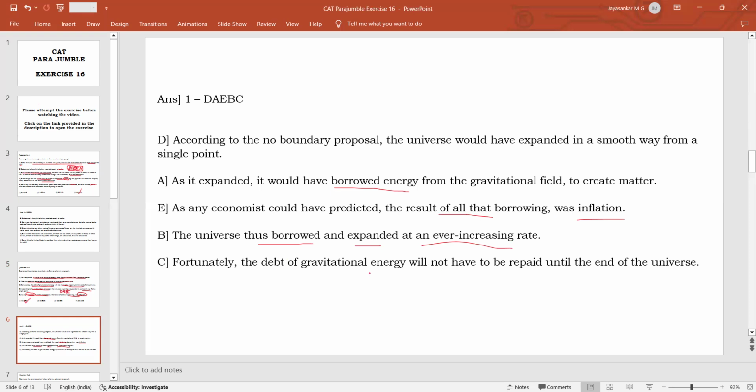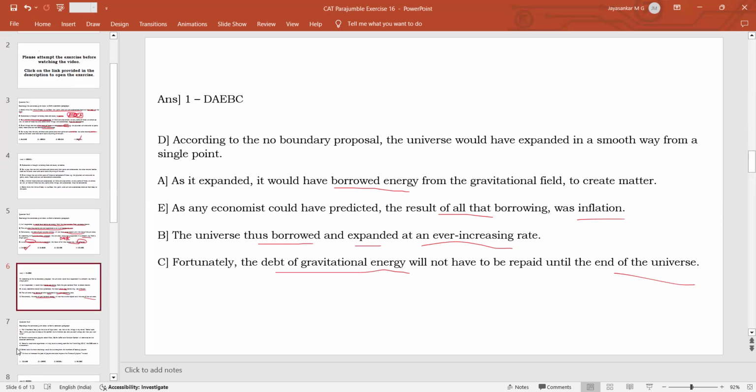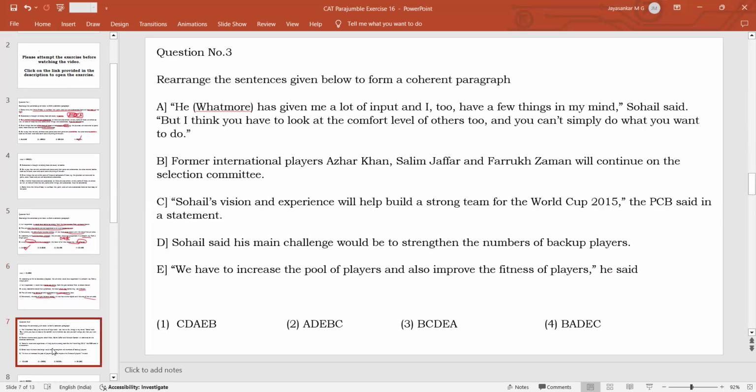And once this borrowed money has to be repaid, what will happen? The universe that will have to be repaid means the end of the universe. Right? That comes as the correct sequence. All right, question number 3.